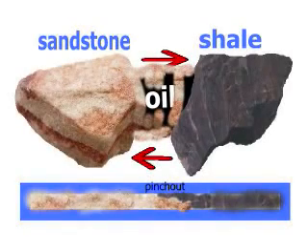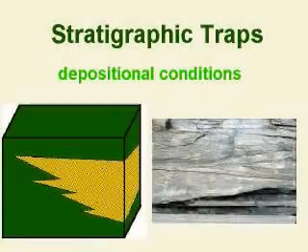When oil later migrates into this area, it gets trapped by the shale and the oil accumulates in the sandstone. Stratigraphic means depositional. It was the way the particles were deposited.